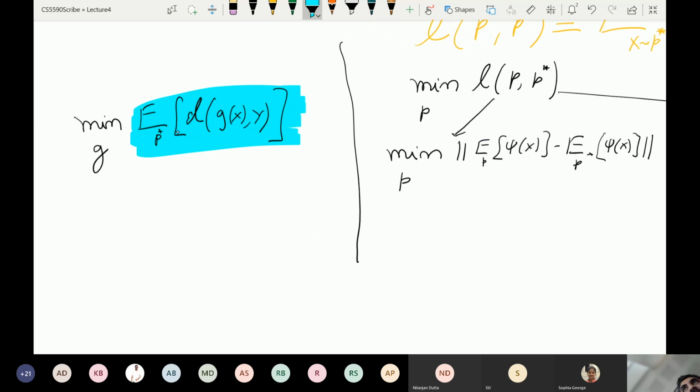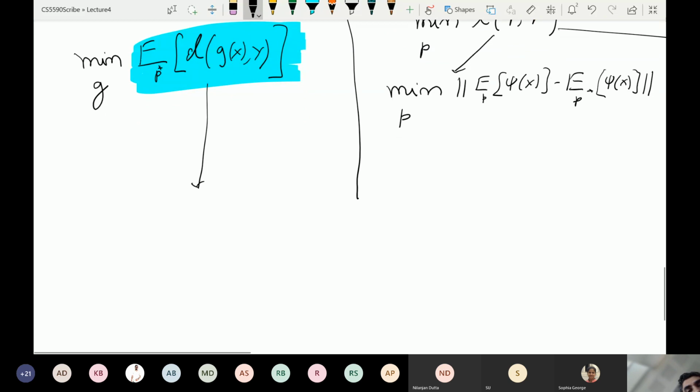How did we handle it in case of ERM? Average sample loss. We substituted it by the average. So that can be done again here also. So let's do that trick.